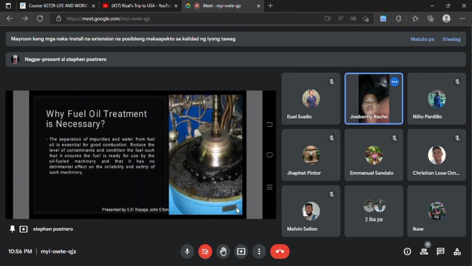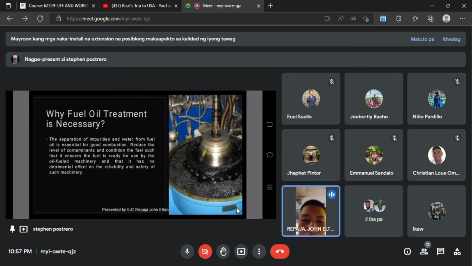Why fuel oil treatment is necessary. The separation of impurities and water from fuel oil is essential for good combustion. It reduces the level of contaminants and conditions the fuel such that it ensures the fuel is ready for use by the oil fueled machinery, with no detrimental effect on the reliability and safety of the machinery.